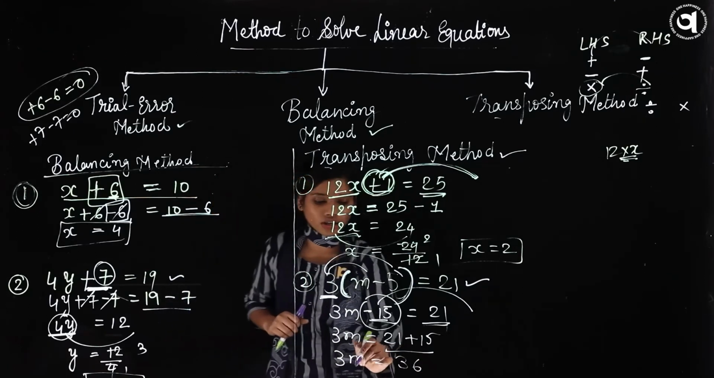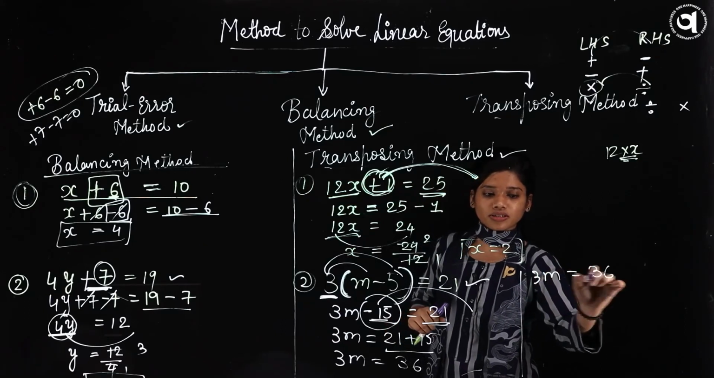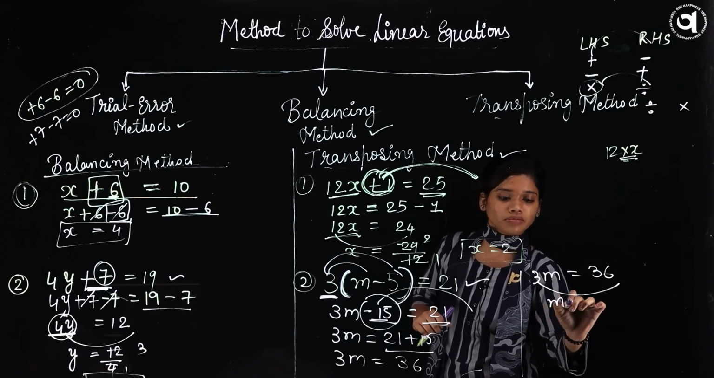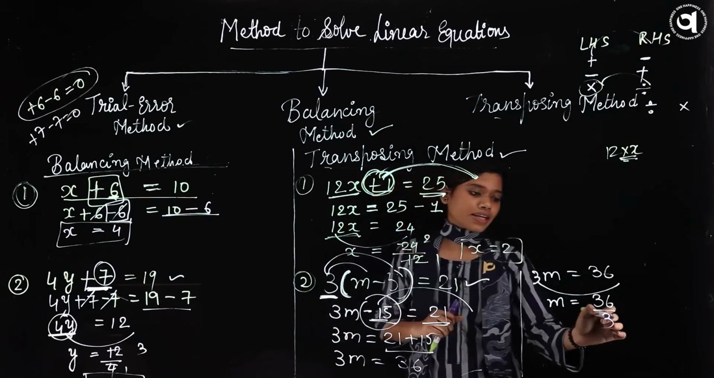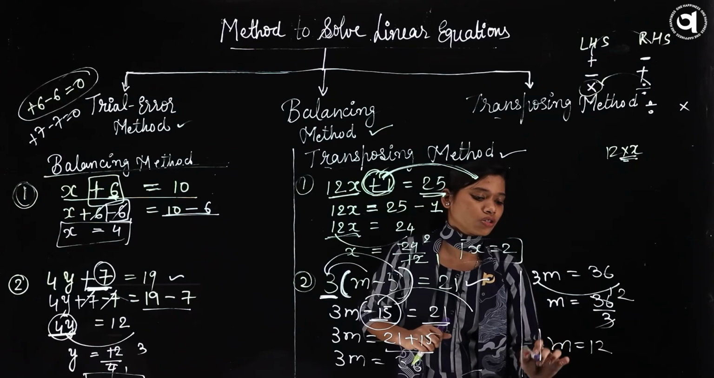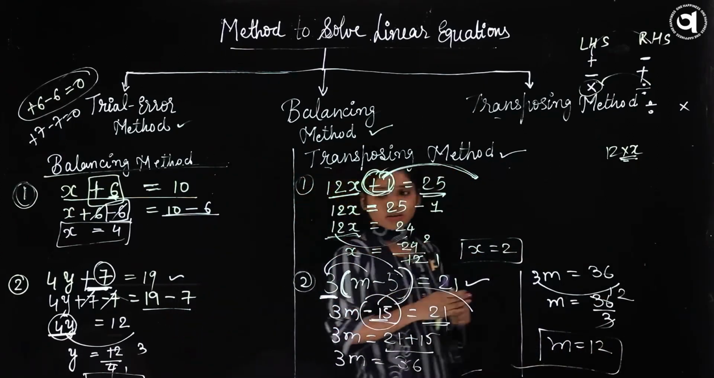Okay. Now the 36, you can take 3m is equal to 36. This multiplication will become divide. That means m is equal to 36 upon 3. So you can cancel, 3 ones are 3 and 3 twelves are 36. The value of m you will get is 12. So this way you can solve using the balancing method and transposing method. Okay, thank you.